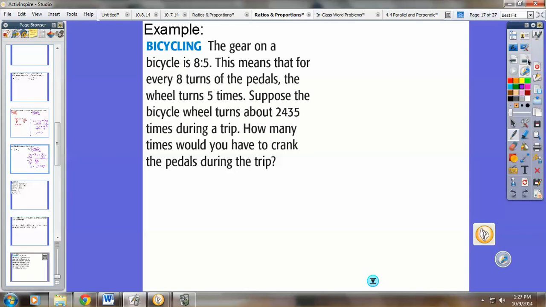I want you to show this algebraically. What is the ratio that you know? 8 to 5. And please write this into your notes so you've got some good examples. 8 to 5. What is 8 representing in this ratio? Turns of the pedal. So I'm going to write that as pedal turns. What is 5 representing? Wheel turns.